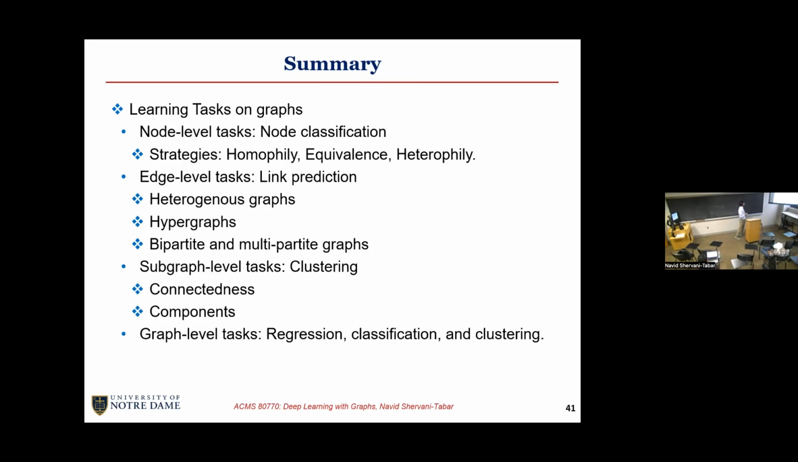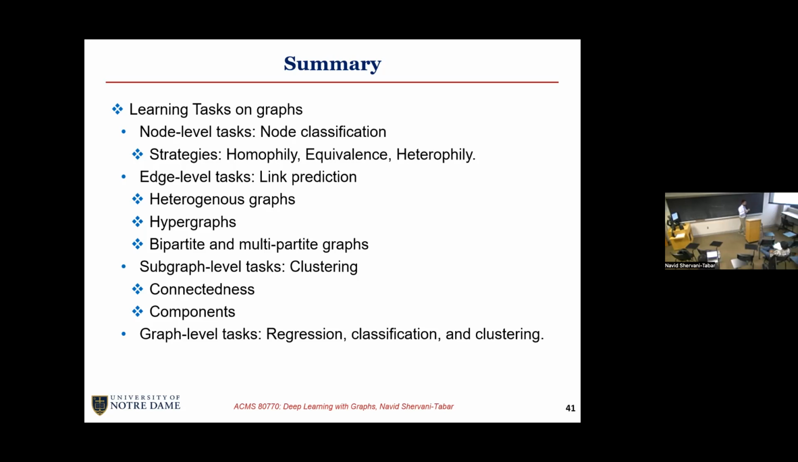So, quick summary, we talked about different tasks on graphs. We talked about node level tasks, which included node classification, and we studied different types of strategies, which included homophily, equivalence, and heterophily. Homophily meant that two nodes that have similar attributes tend to interact with each other. Equivalence was looking at the neighborhood structure, and heterophily was saying that two nodes that have dissimilar attributes will interact with each other. We looked at edge-level tasks, which included link prediction.